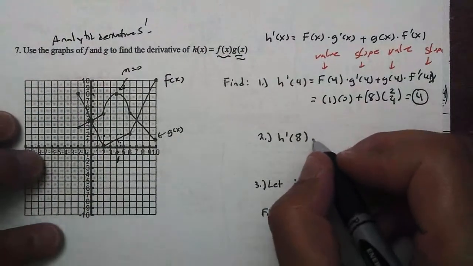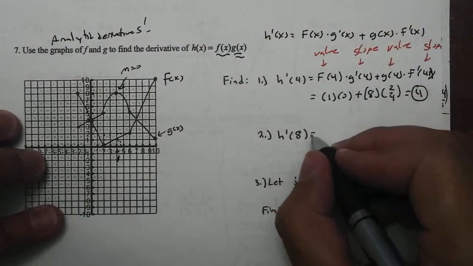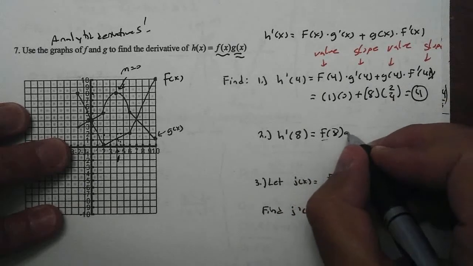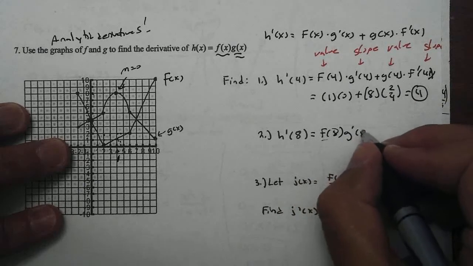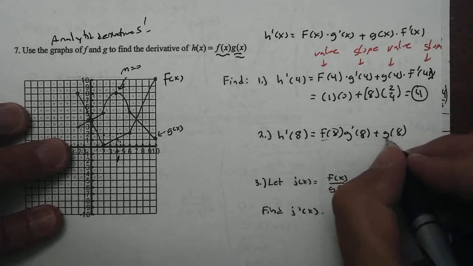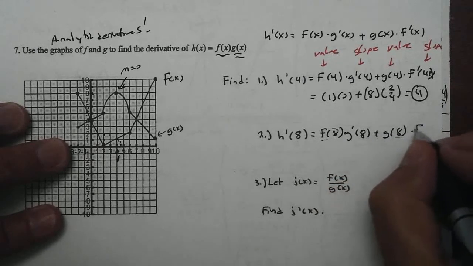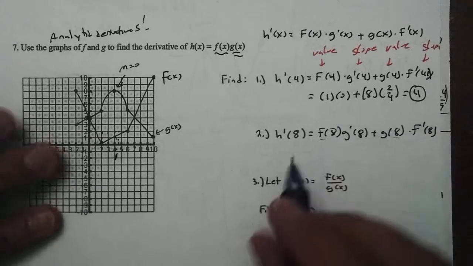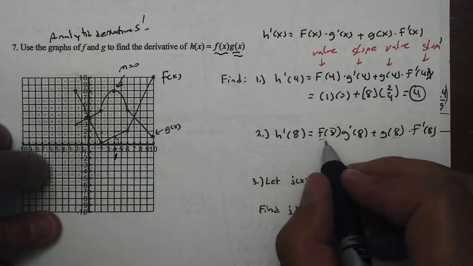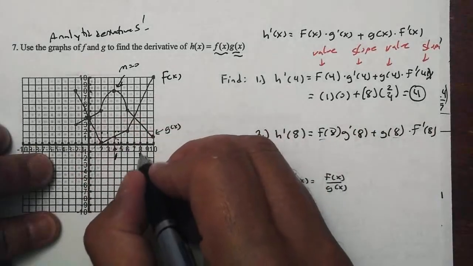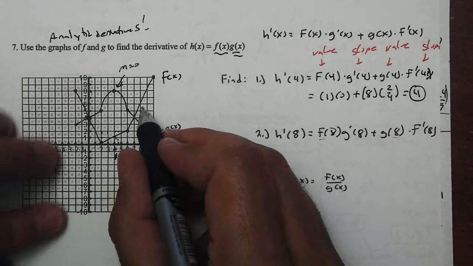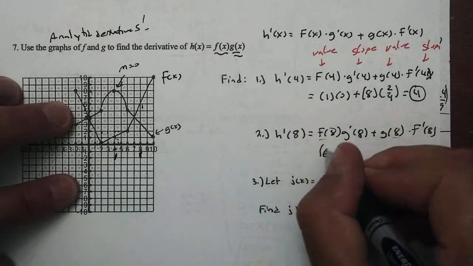So let's try h prime of 8. Well, we already got the derivative, so that's just going to be f of 8 times g prime of 8 plus g of 8 times f prime of 8. So remember, I want the value of f at 8. So here's 8. Here's 8 right there. So the value of f at 8, I look up, it looks to be about 6.